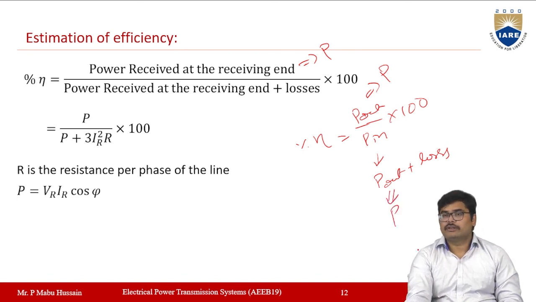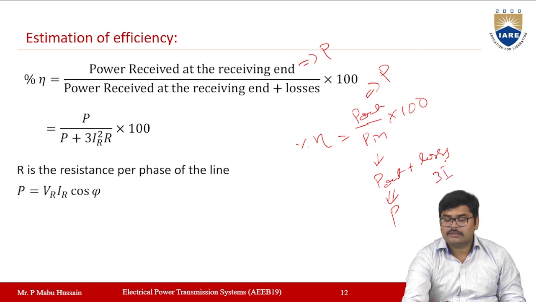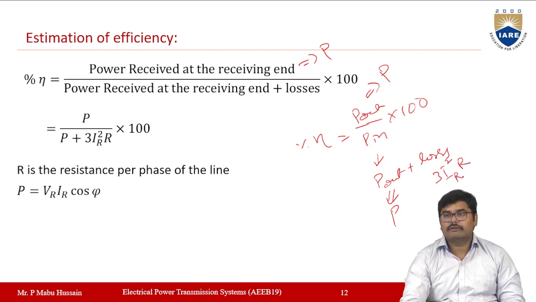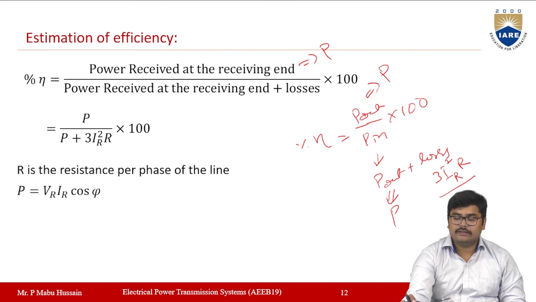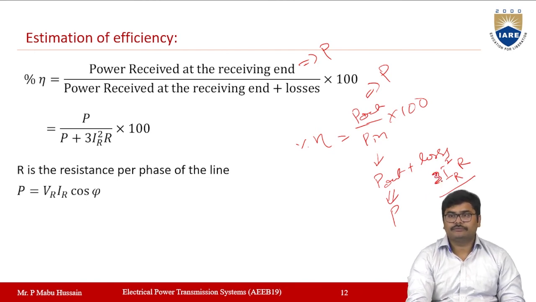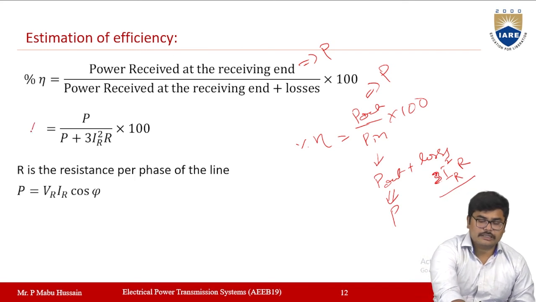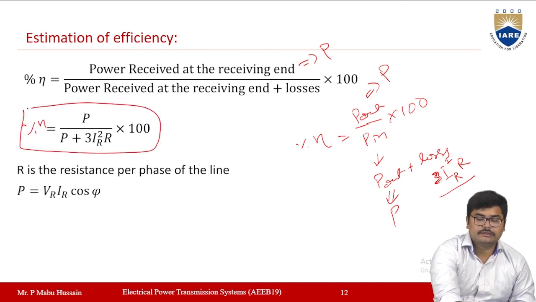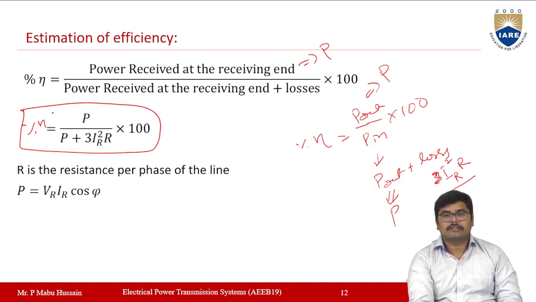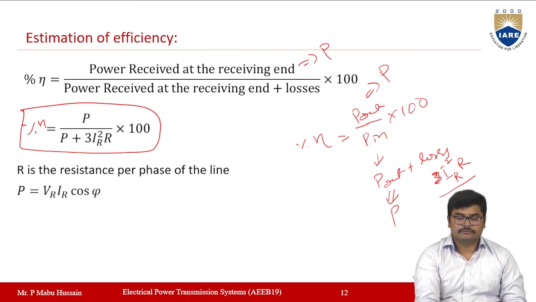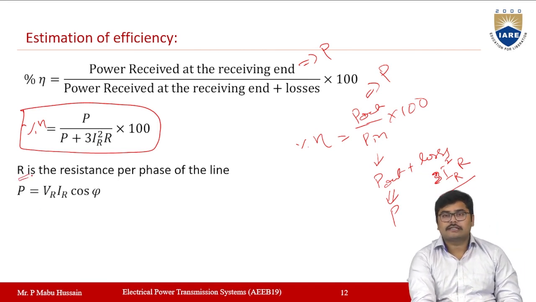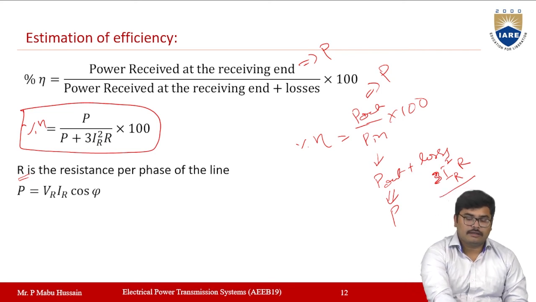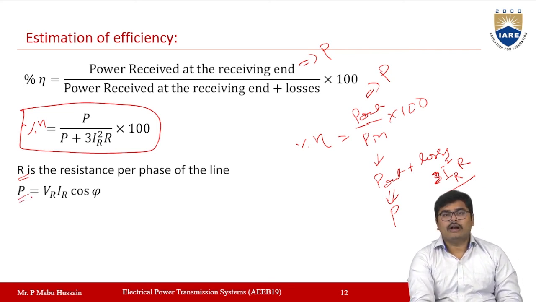The losses will be 3 into I square R at the receiving end, that is 3 into IR square R for a 3-phase system. If it is a single phase system, the 3 will not be there. So the percentage efficiency is P by (P plus 3 into IR square R), multiplied by 100 to get the percentage. The value of R is the resistance of the transmission line per phase, and the value of P is VR into IR into cos phi.